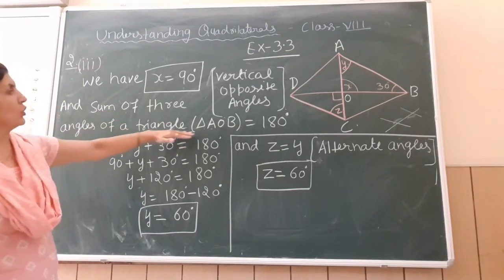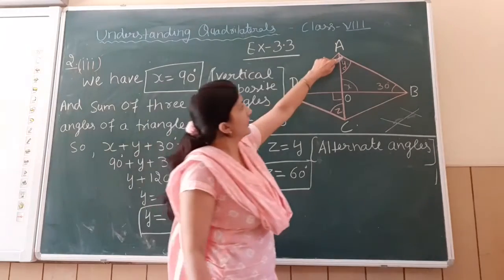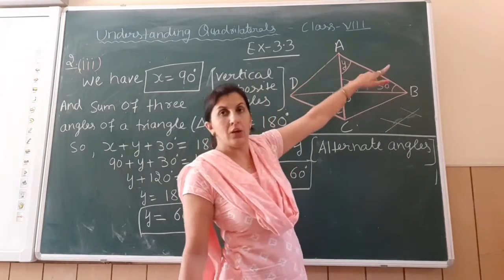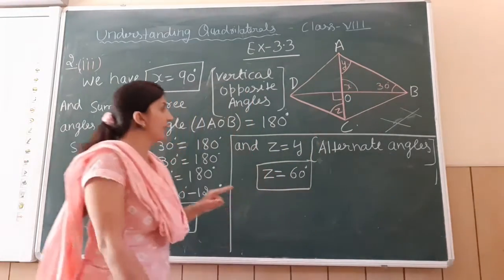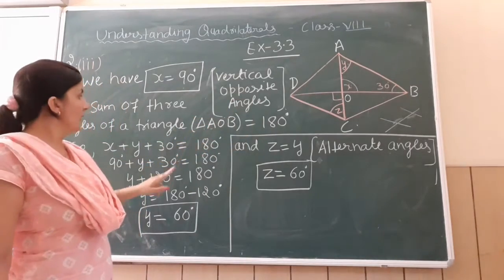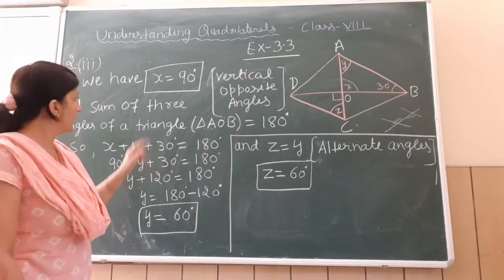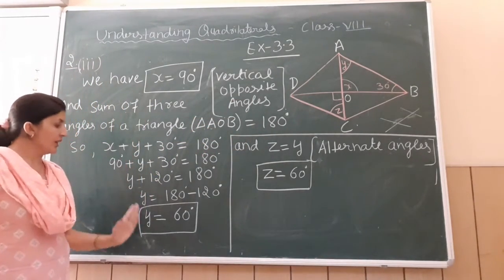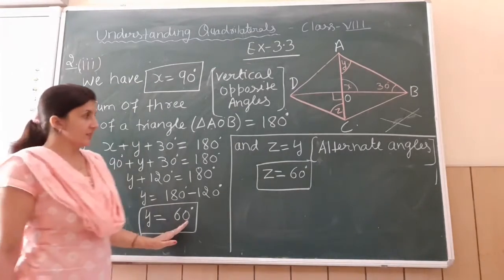Sum of three angles of a triangle. We see that this forms a triangle AOB and angle sum property says that sum of three angles of a triangle is 180 degree. So x plus y plus 30 is equal to 180 degree. We put value of x, so we get value of y is equal to 60 degree.